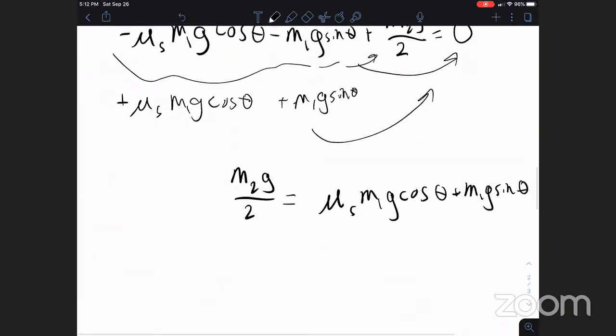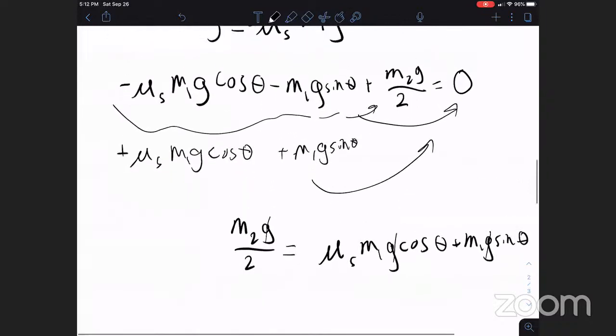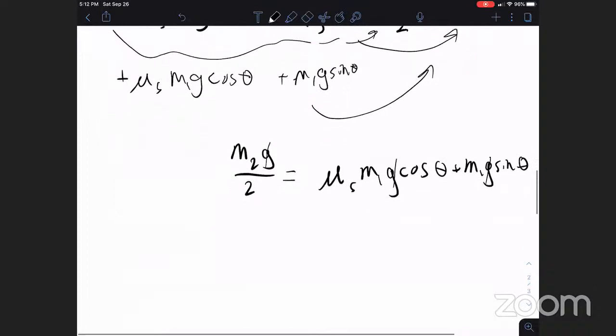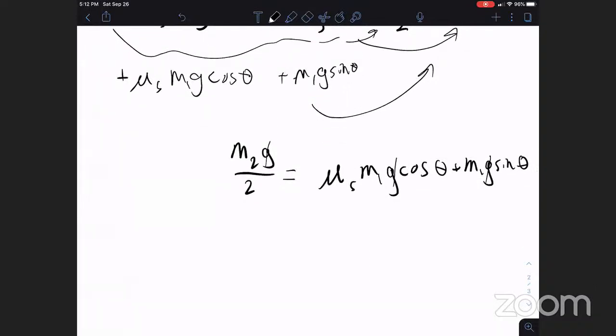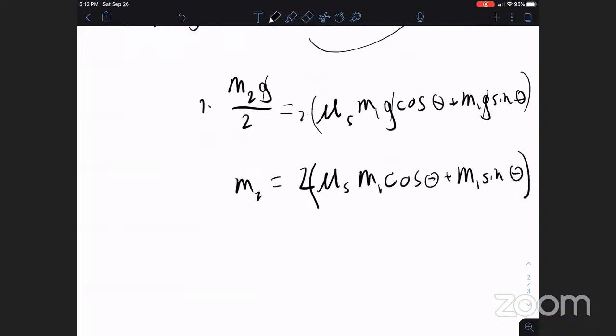And then we get to divide everything by the gravity, because don't we all love to get rid of gravity? Because we have gravity as a coefficient on every single one of our numbers. I'll call them numbers for now, even though they're technically force components. And now we can simplify this by multiplying everything by 2. And we multiply this whole thing by 2. And finally, we get mass 2 is equal to 2 times the quantity mu s m1 cosine theta plus mass 1 sine theta. And now we have the value for mass 2.